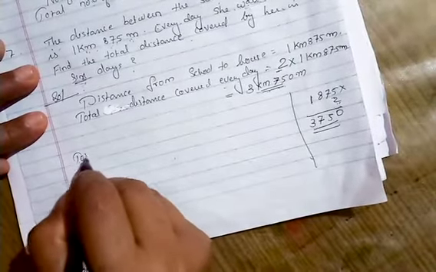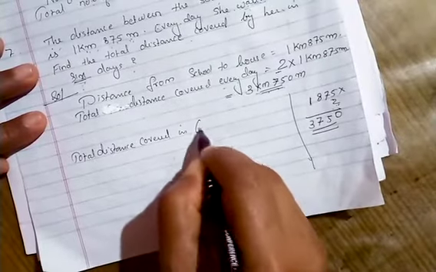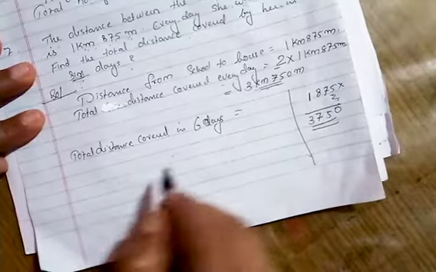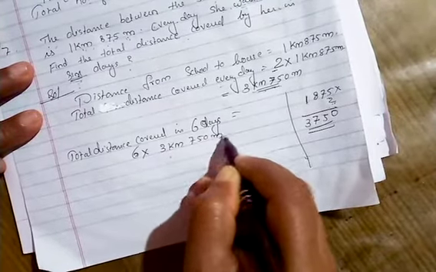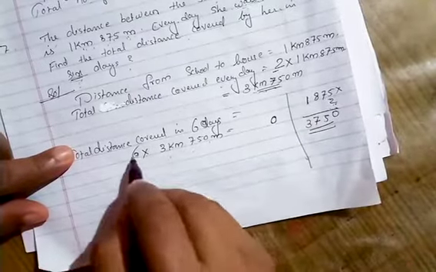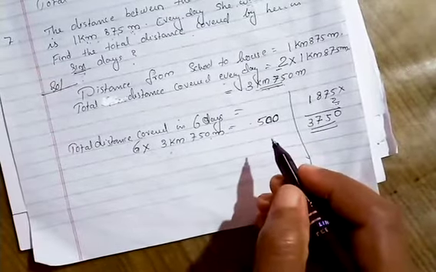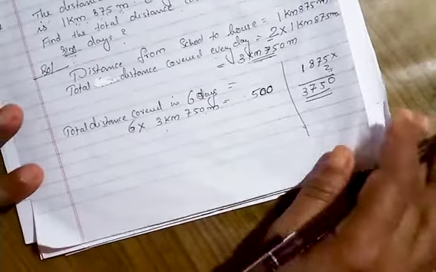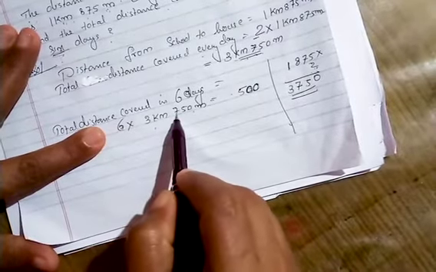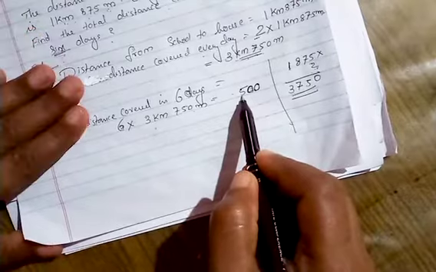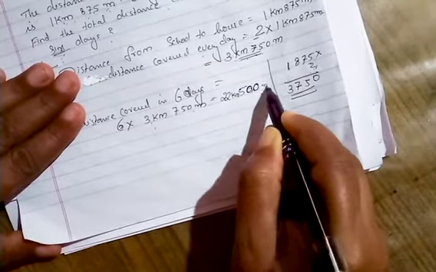For that, total distance covered in 6 days is equal to 6 into 3 kilometers 750 meter. It is same as 0 carry over 3, 5 carry over 3. Here it is once more. 0 carry over 3, 6 7s are 42, 42 plus 3 it is 45, carry over 4, then 6 3s are 18 plus 4, that is 22 kilometers 500 meter is the answer.